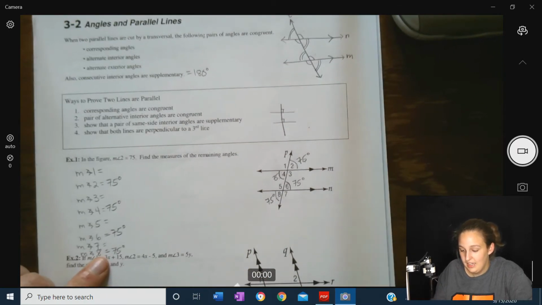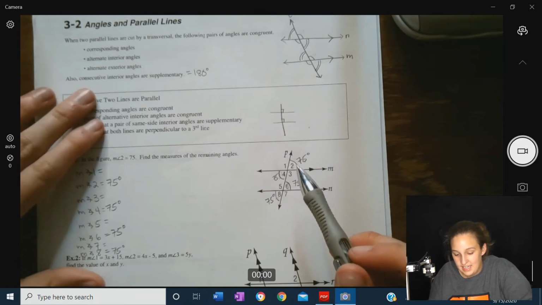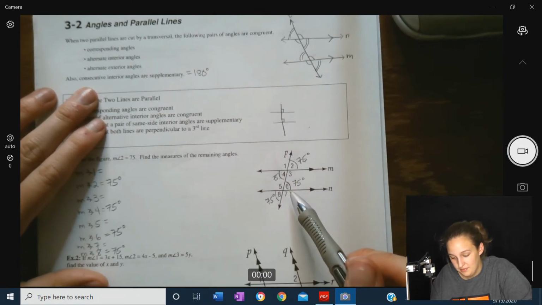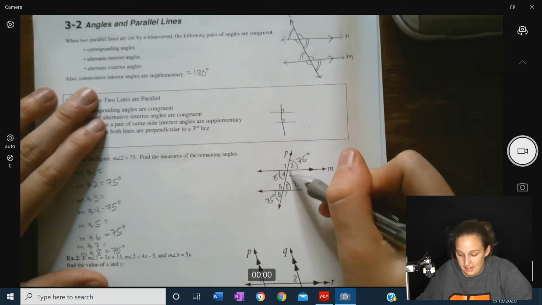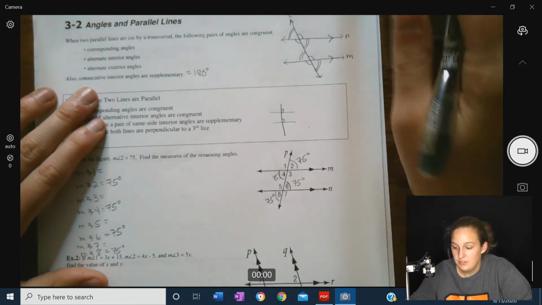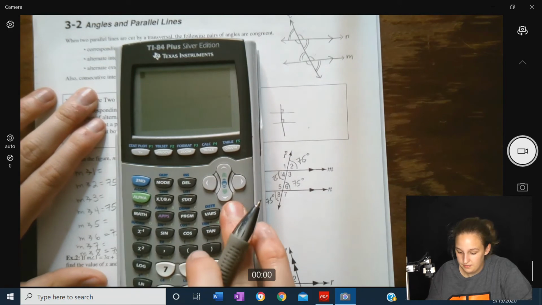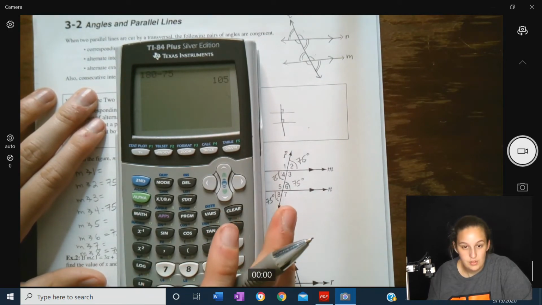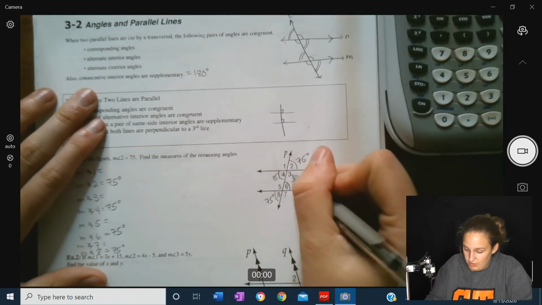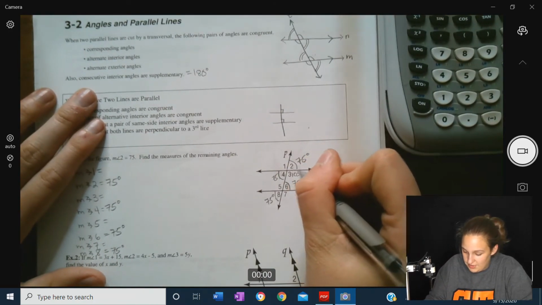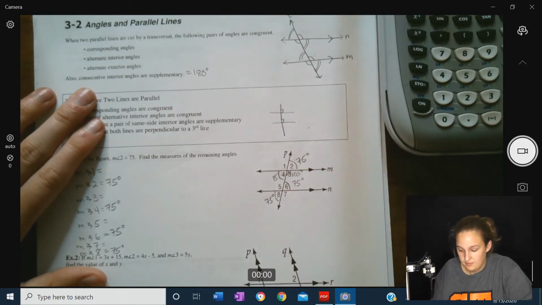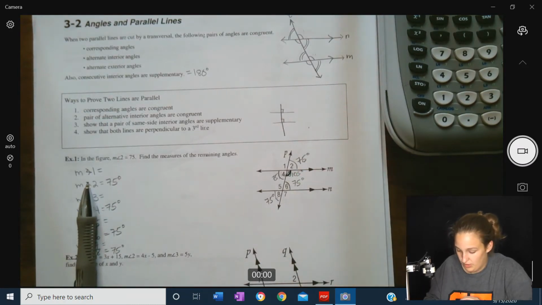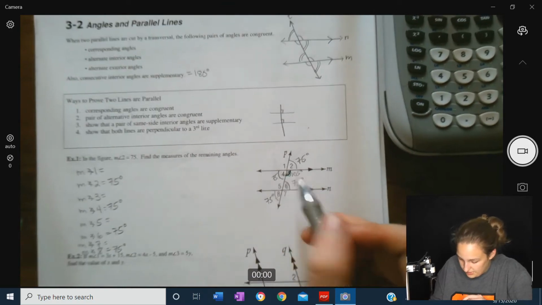All right. And then we know that consecutive interior angles are supplementary. So consecutive interior, these two. So now you have 180 minus 75 is 105. So you know that this guy right here is 105 degrees. That's 105. So that was angle 3.